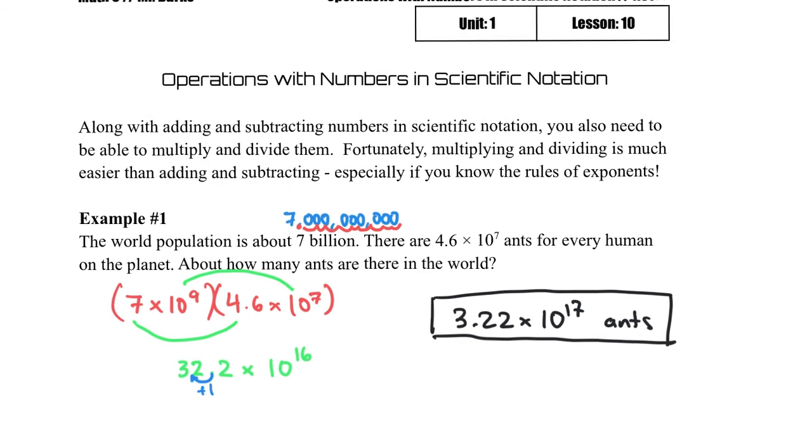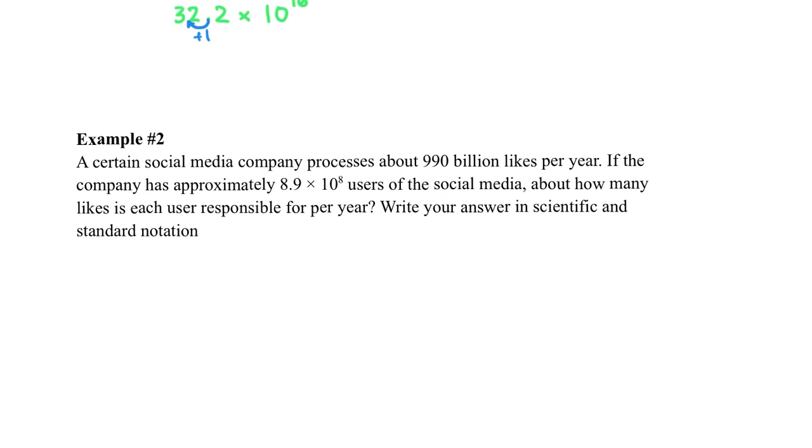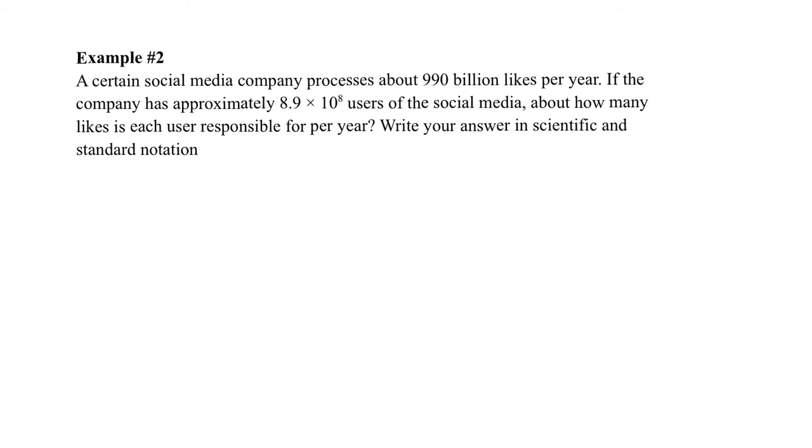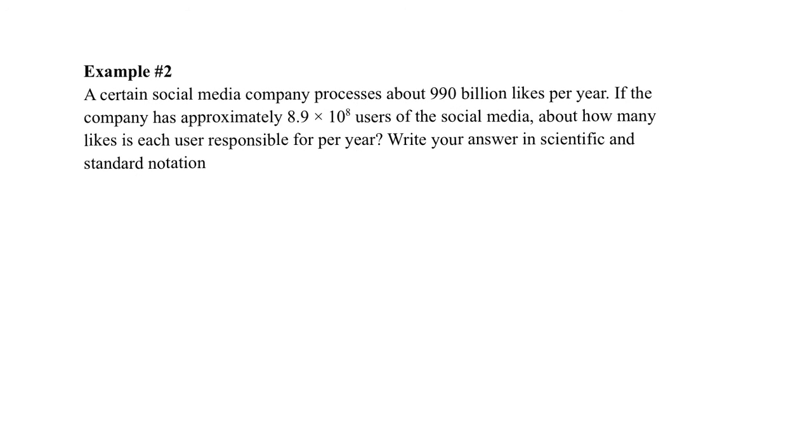Okay, here's another one. A certain social media company processes about 990 billion likes per year. If the company has approximately 8.9 times 10 to the 8th users, about how many likes is each user responsible for per year? So this is a division problem. We're going to take the total number of likes and divide by the number of users, and that gives us the number of likes per user.